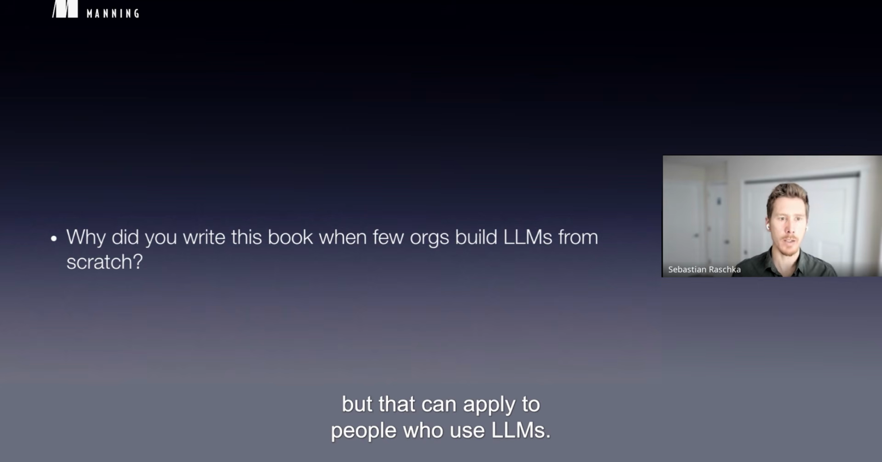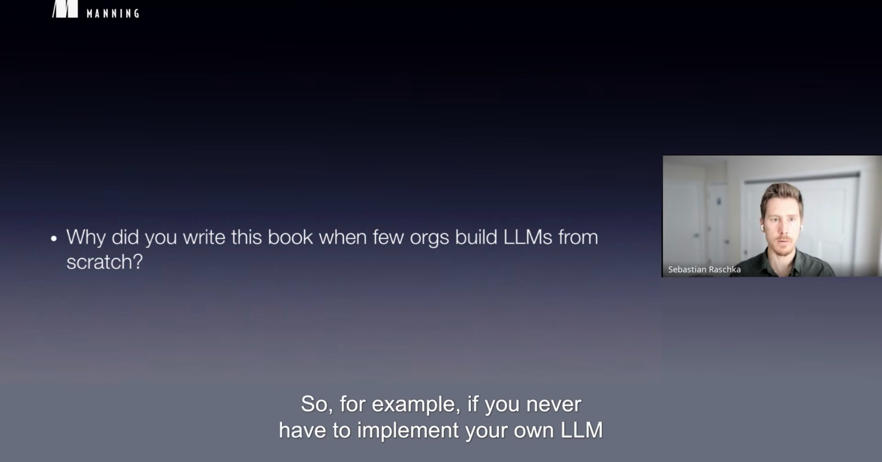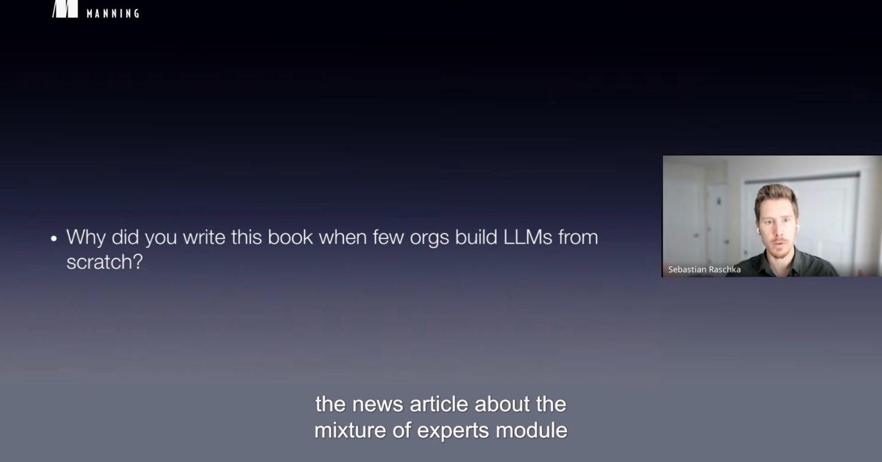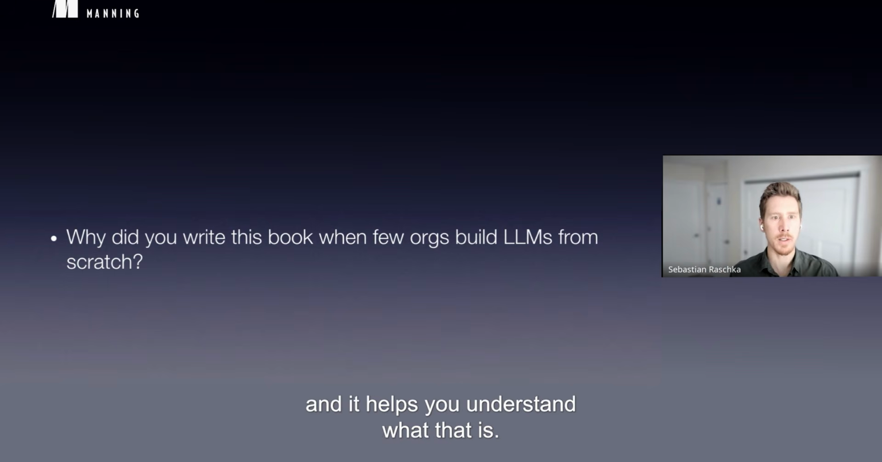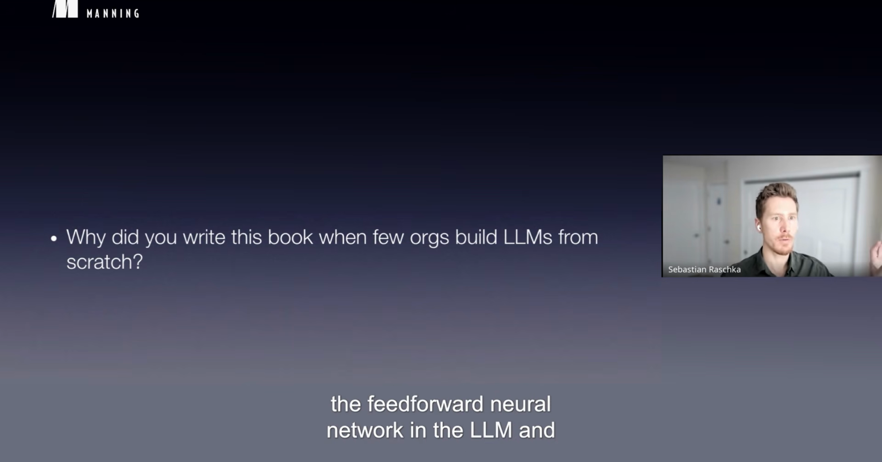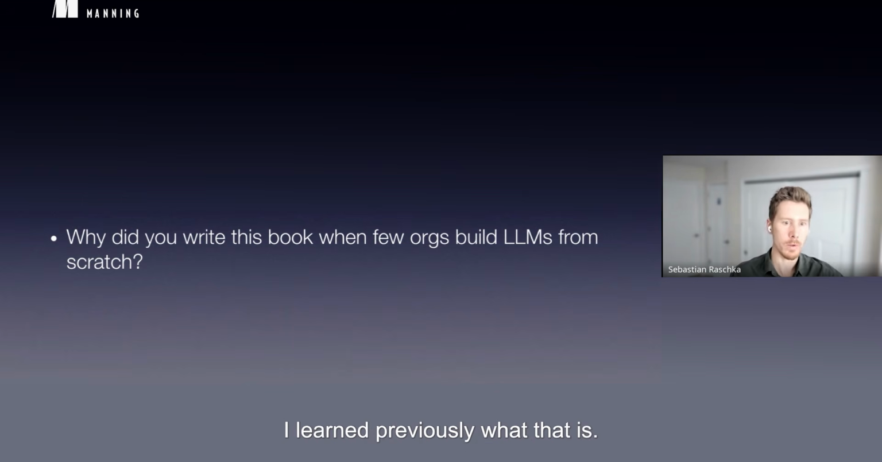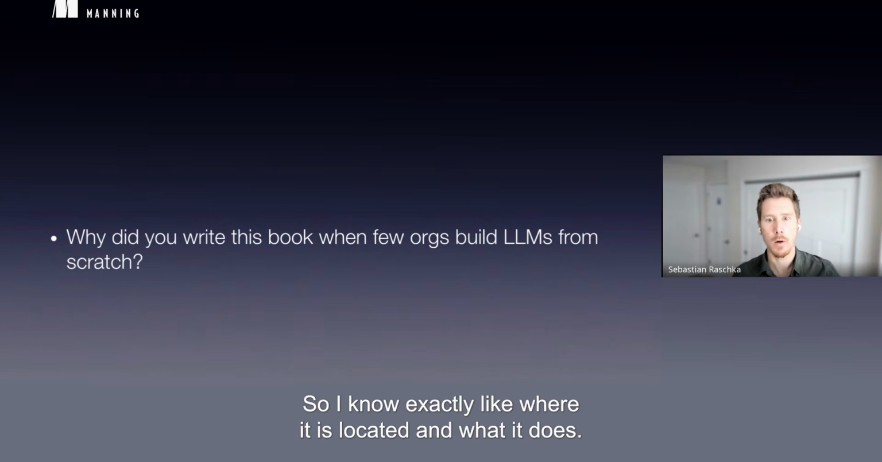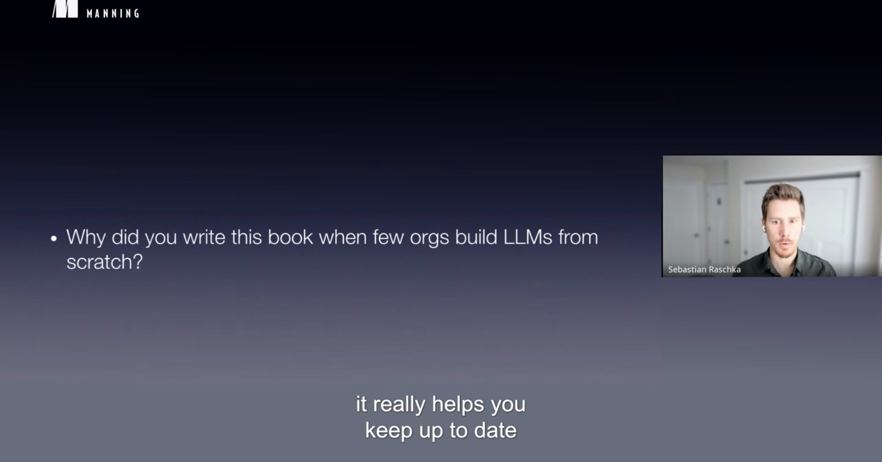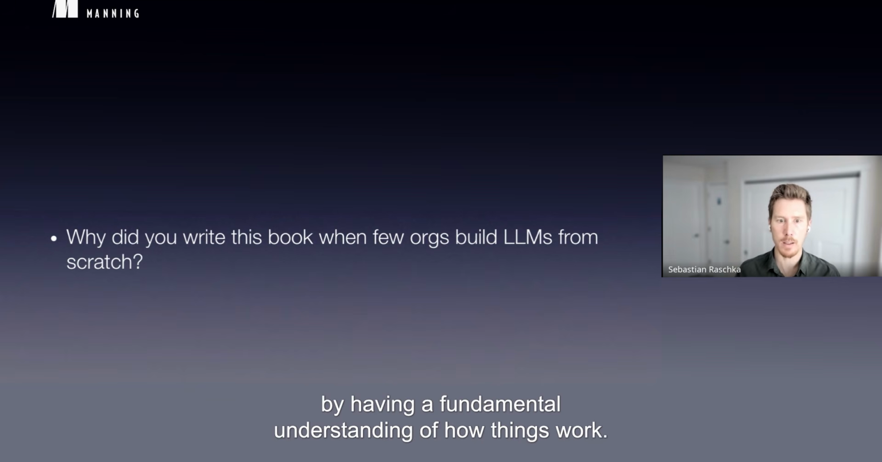But that can apply to people who use LLMs. For example, if you never have to implement your own LLM, it's still useful because then you know about the shortcomings. Or there's a news article about the mixture of experts module, and it helps you understand what that is. If you look at the article, this is just replacing the feed forward neural network in the LLM, and I learned previously what that is. So I know exactly where it is located and what it does, and if the hype is warranted or not. It really helps you keep up to date by having a fundamental understanding of how things work.